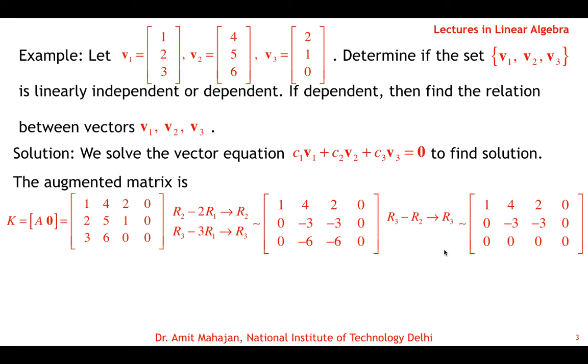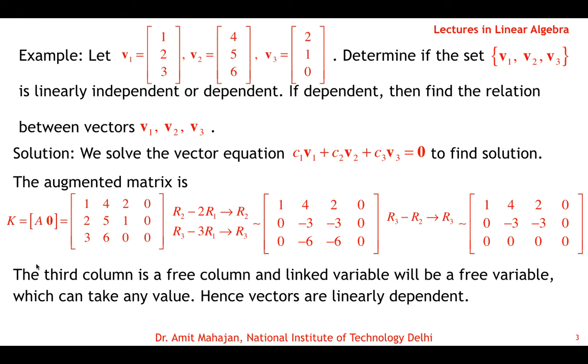Because there is a free variable or non-pivot column, this homogeneous system is definitely linearly dependent. We can find the dependence relation by calculating C1 and C2 in terms of the free variable C3. We can further reduce it to reduced echelon form. The third column is a free column, and the linked variable is a free variable which can take any value, and hence the vectors are linearly dependent. Now if you have to find the relation, reduce it further to reduced echelon form.